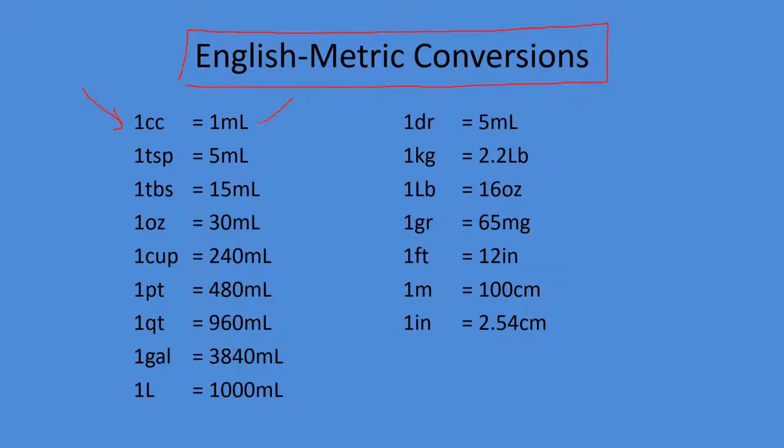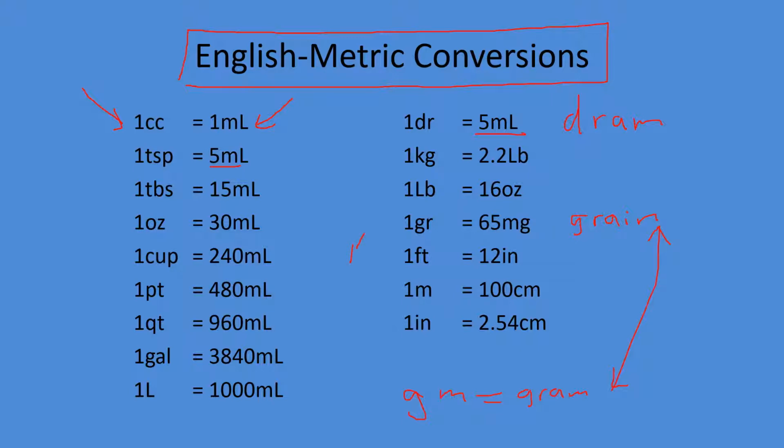These are going to be our equivalents. DR is dram. For us, it's the same as a teaspoon, right? 5 mLs. Kilograms, a pound. 1 pound is 16 ounces. GR is grain, GRAIN, because GM is gram. These are not the same. GR, grain. GM, gram.